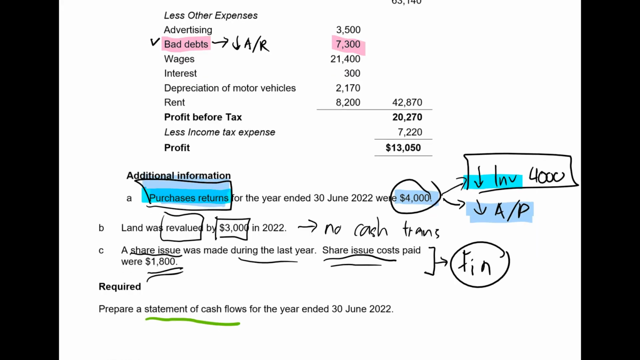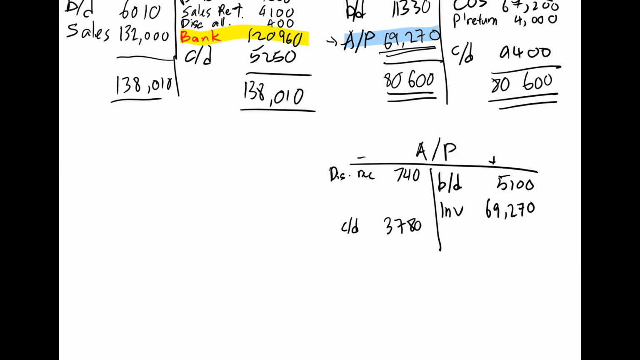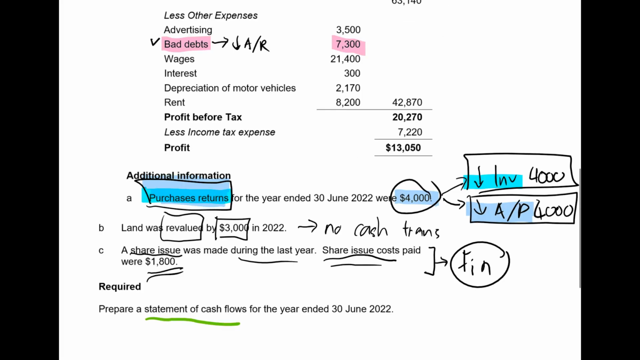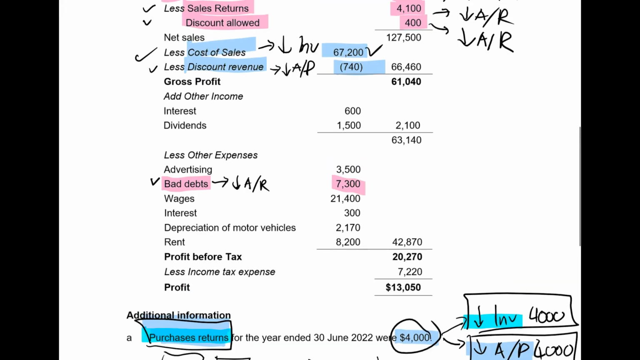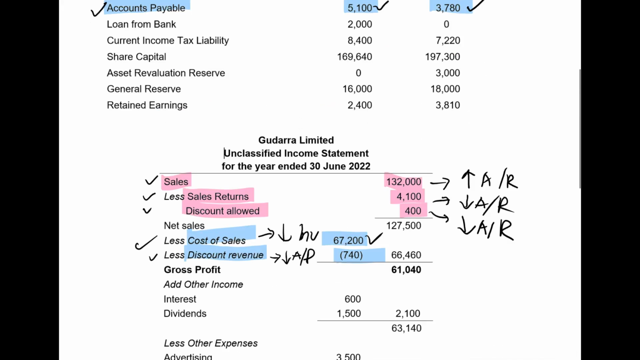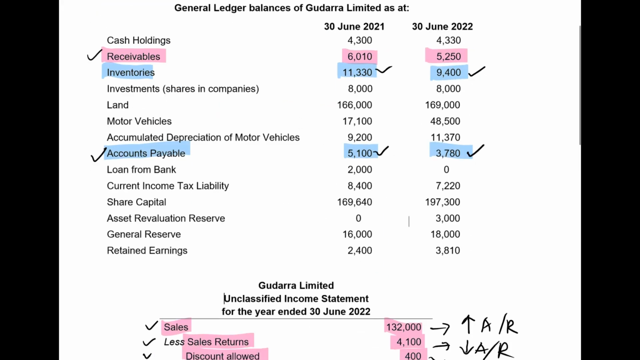The next one is my purchase return. Purchase return will reduce my accounts payable by 4,000, because when I return the goods to my suppliers, I don't owe them anymore. So my accounts payable will reduce. On your debit side, you need to record the purchase return of 4,000. Once you are done, you can close all the accounts.